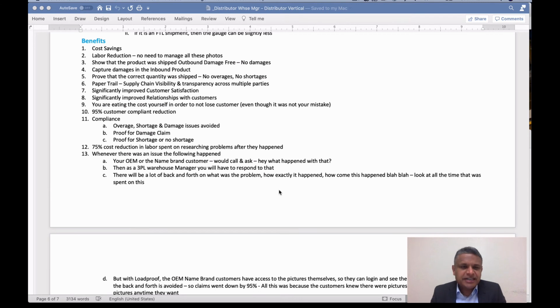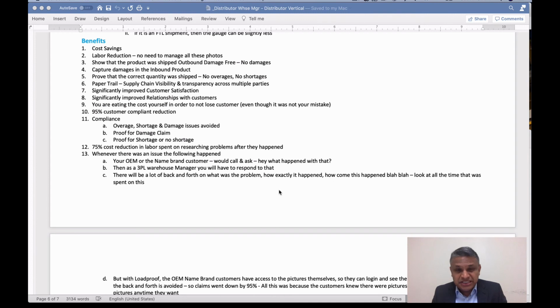Significantly improved customer satisfaction, significantly improved relationships with customers because they trust you, right? With pictures and the transparency, they trust you and they believe, hey, these guys do a good job. And you're not eating the cost by yourself in order to not lose a customer, right? You can push back and say, hey guys, look at these pictures, right? We did our job right. A 95% customer compliance, overage, shortage, and damage issues avoided, proof for damage claim, proof for shortage or no shortage, right? 75% cost reduction in labor spent on researching problems after they happen.